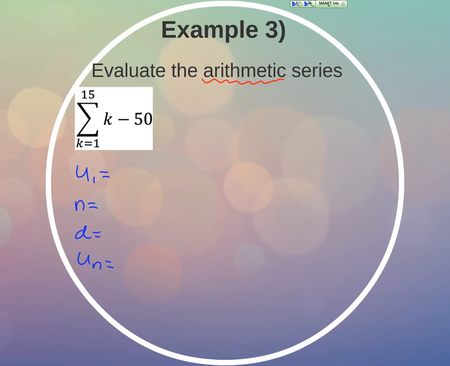I think right off the bat, we only know one of these. We know how many terms we're adding up. How many is that? 15. So remember that number on top is n. That's how many terms you're going to add up. To find the first term, since we're starting with k equals 1, I just got to plug 1 in. So I'm going to do some work. My first term is 1 minus 50, which is negative 49. Okay, that's not too bad.